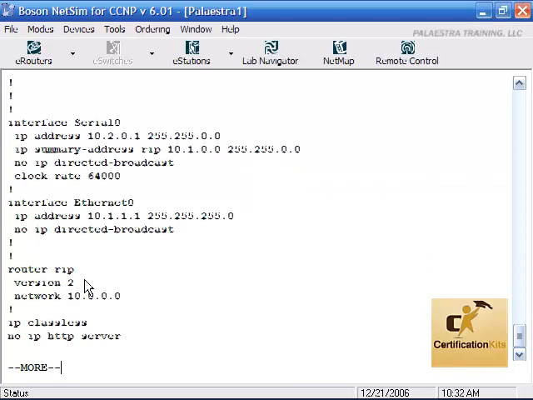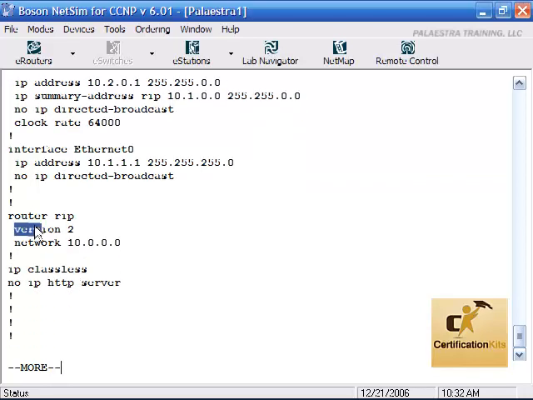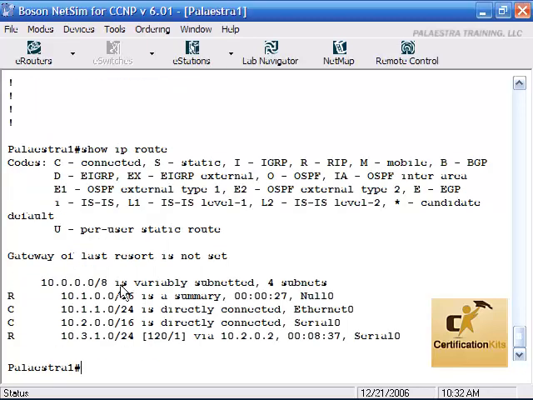If we look at the RIP configuration, router RIP, I've turned on version 2 so it actually works. Specified I'm routing for network 10.0.0.0. What I want to show you is in the routing table, show IP route. This extra route gets added in here. 10.1.0.0/16 is a summary, and it says null 0. This null 0 interface is something I want to address, and we have to be able to see it to be able to talk about it.